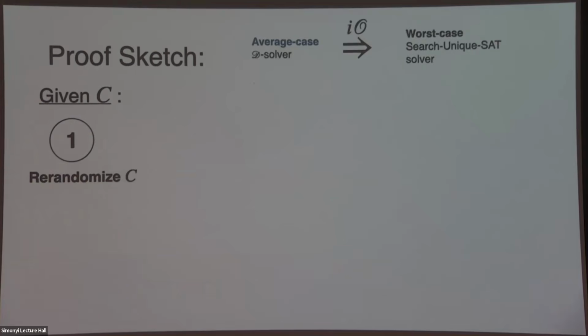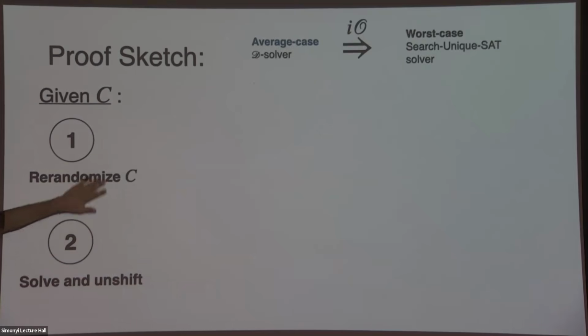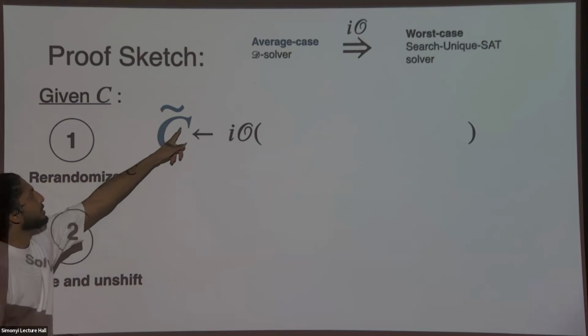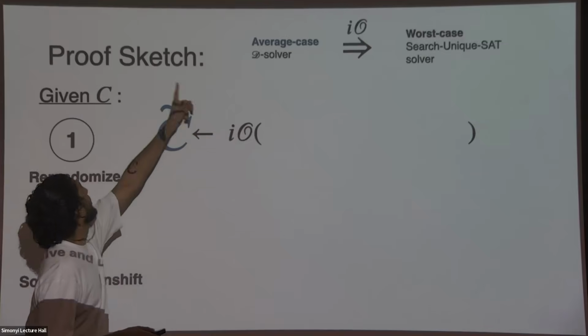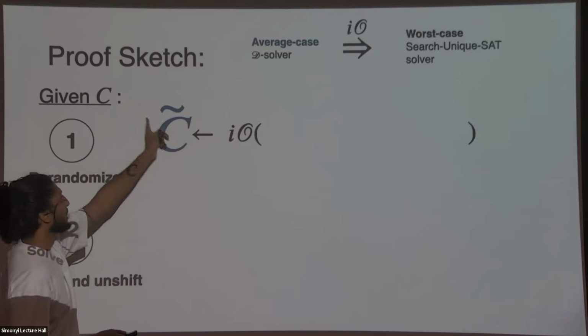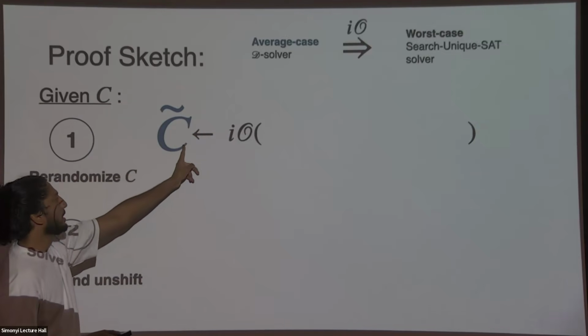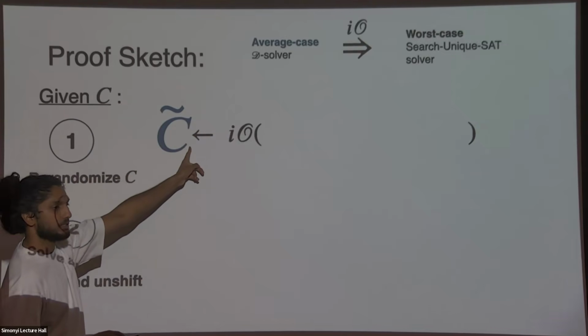So we're going to do two things. The first thing is we're going to re-randomize C, and this is going to use that it has exactly one satisfying assignment. Then we're going to do something called solve and unshift. These are going to be the two steps. I'm going to take my worst case instance C and convert it into an obfuscated shifted instance C tilde.